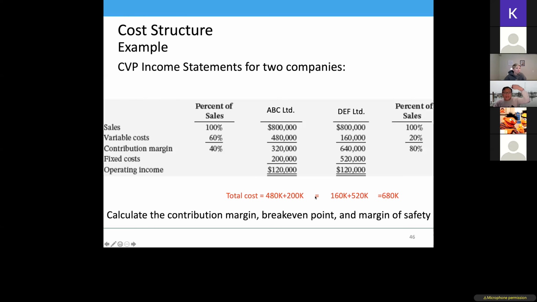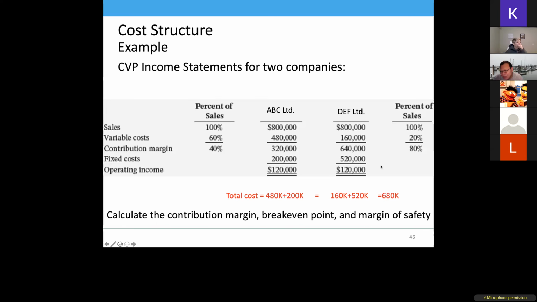So let's see how these 2 different structures, ABC heavy with variable cost, DEF heavy with fixed cost, affect contribution margin, break-even point, and the margin of safety. So why don't you do the calculation? Calculate contribution margin for ABC and DEF, calculate break-even point for ABC and DEF, and calculate margin of safety for ABC and DEF. Okay, so do it.